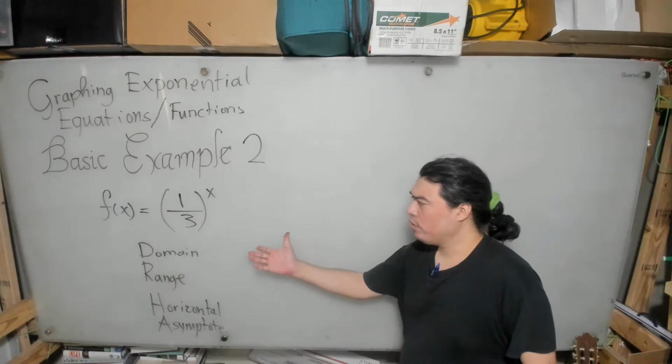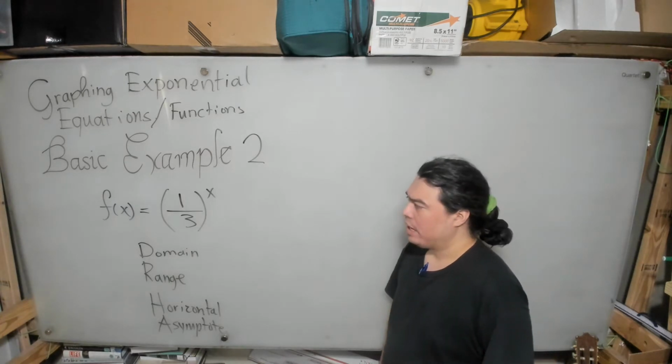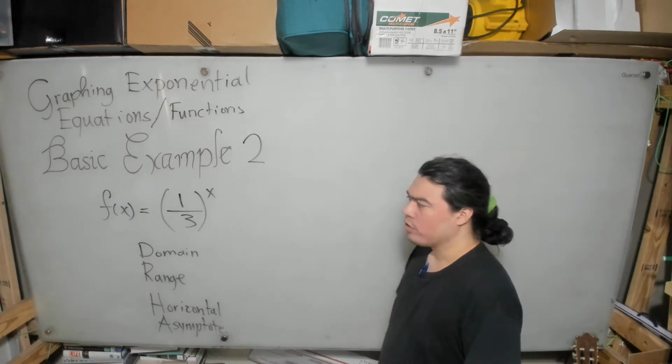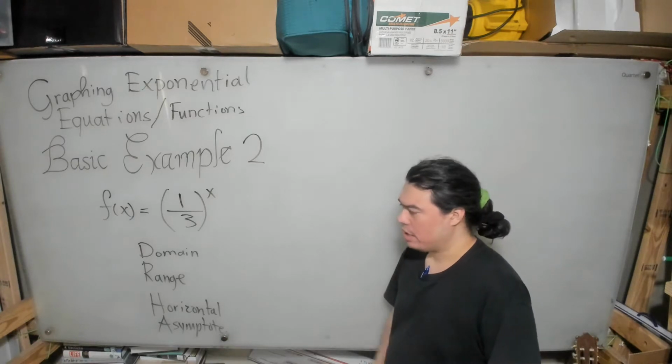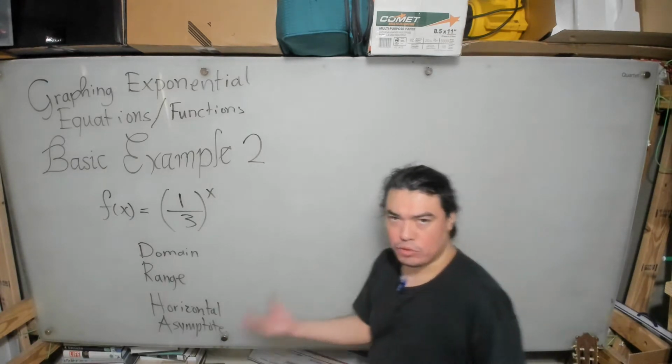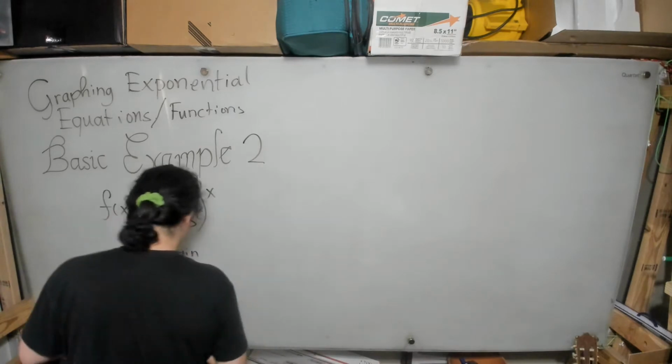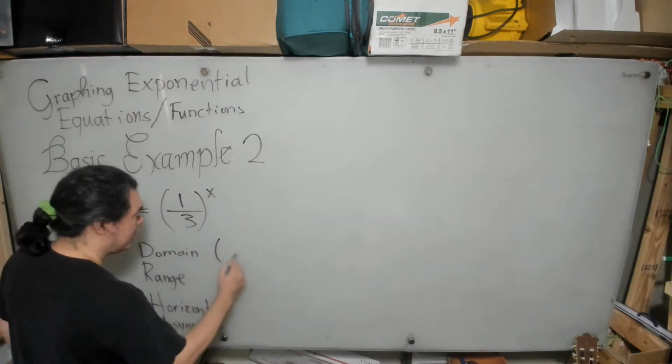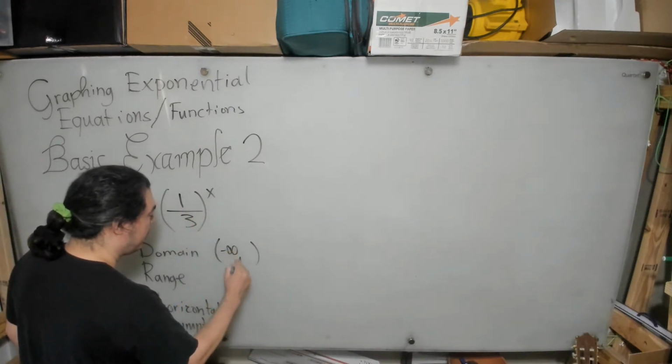So now I want to do the following example. I want to graph f of x equals 1 over 3 to the x power. And then we're going to talk about the domain, the range, the horizontal asymptote as we proceed in this calculation. We already know that the domain, since this is an exponential, is from negative infinity to infinity.